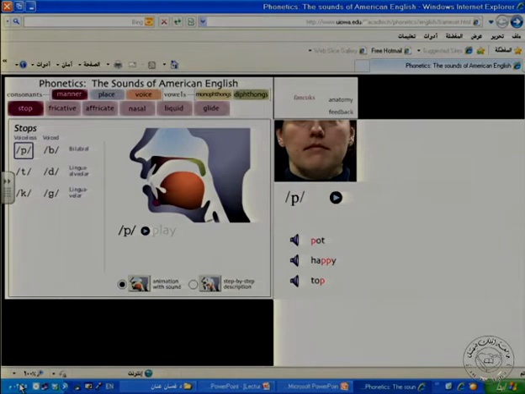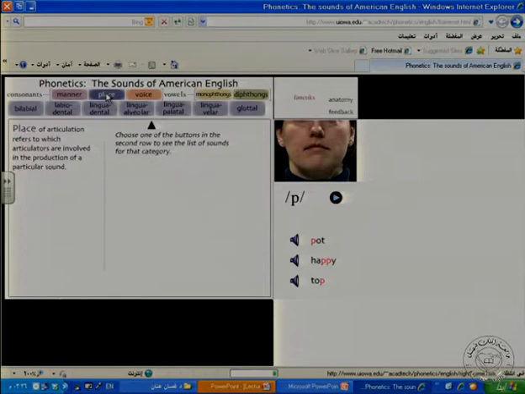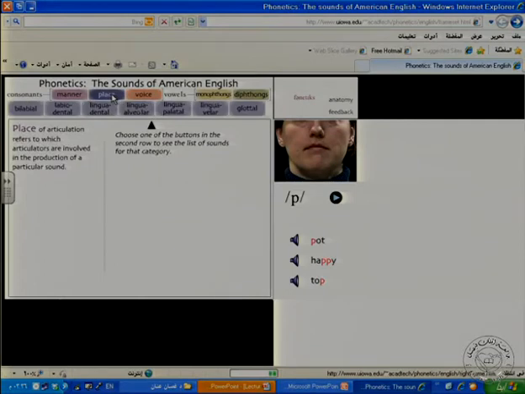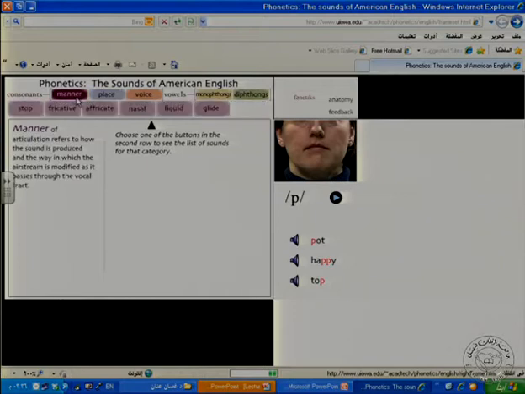Now, as you see, if you just write the sounds of American English in Google or in Yahoo, you will have this website. You can just enter the site, and immediately this page will appear. Once you get this page, we have consonants, we have manner, we have place. This is the voice, whether it is a voiced or voiceless sound. Here's the place. Of course, some names are totally different than what you had taken, but they are similar.